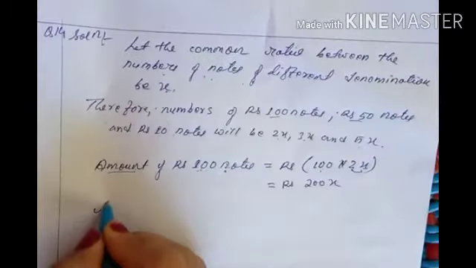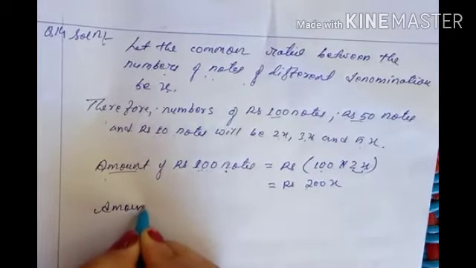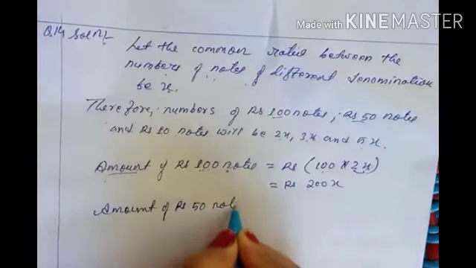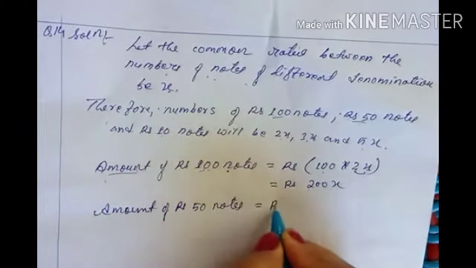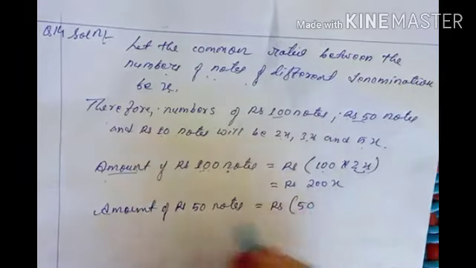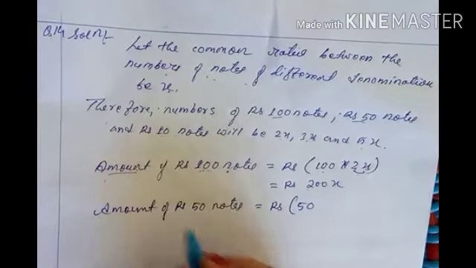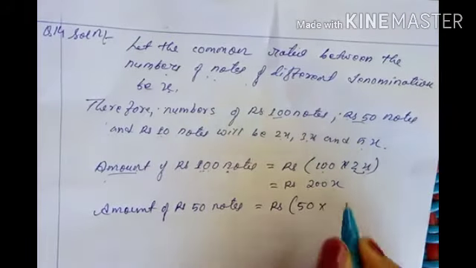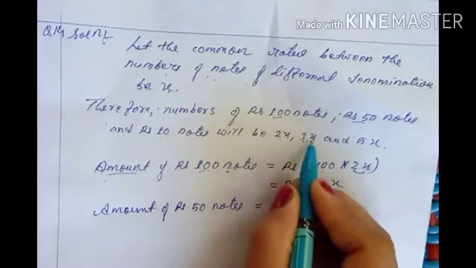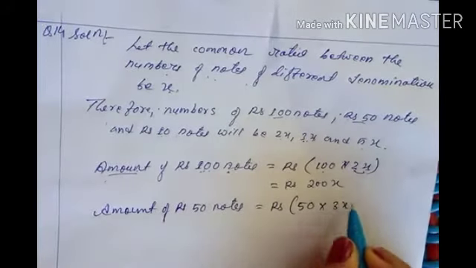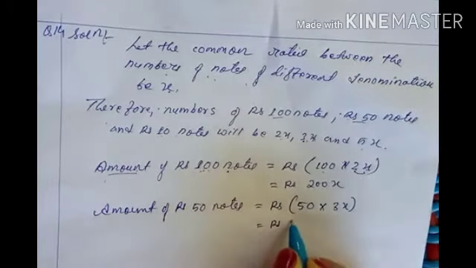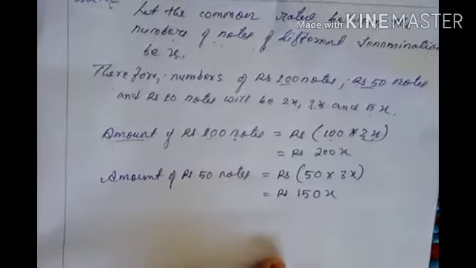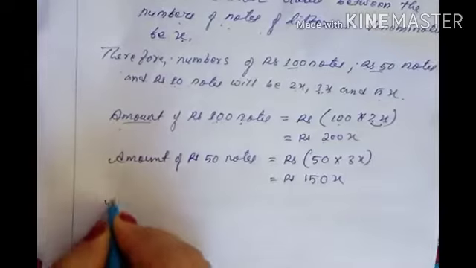In the same way, the amount of rupees 50 notes will be equal to rupees 50 multiplied by the number of notes. If you have 50 rupees 5 times, you multiply 50 into 5 to get the total amount. Here the number of that note is 3x. So you multiply with 3x, so it will become rupees 150x.